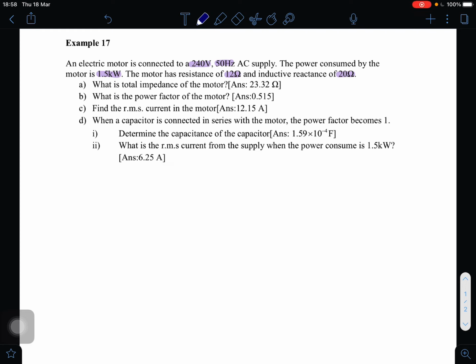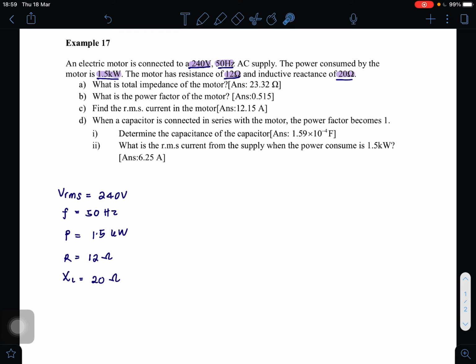Okay, now kita list down dahulu all of the information. So we have 240 ni adalah VRMS. And then we have 50 Hz, which is the frequency. And then 1.5 kilowatt is the power. And then the resistance 12 ohm and inductive reactance, which is XL, 20 ohm.